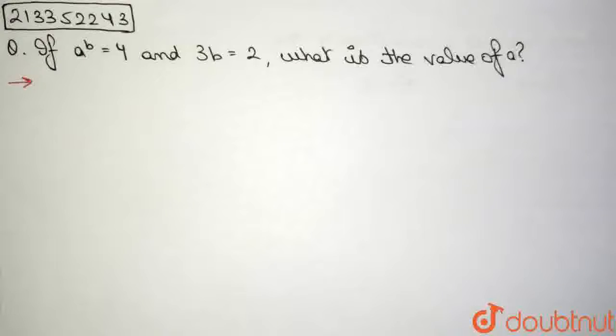Hello friends, welcome. The question states, if a to the power b equals 4 and 3b equals 2, what is the value of a? Now, let us solve this question in the most basic and the fastest method, right?